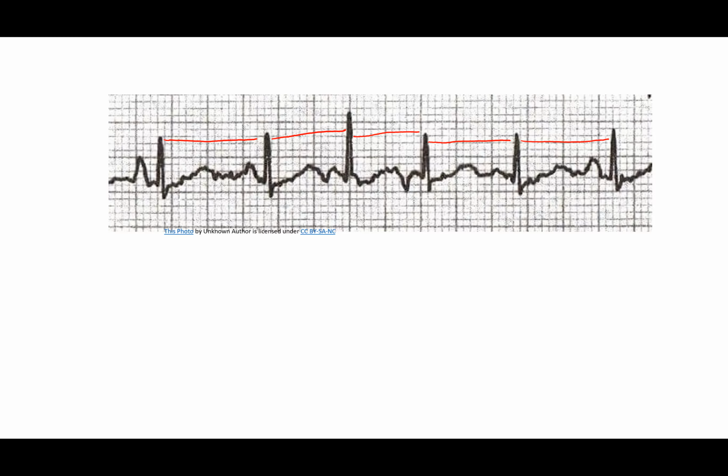If you're not sure, you can always just measure the distance between the R waves and get an actual number. But I can tell you from looking at these lines that this is not regular, that the distance between the R waves is changing beat to beat. Okay, so we have another irregular rhythm.